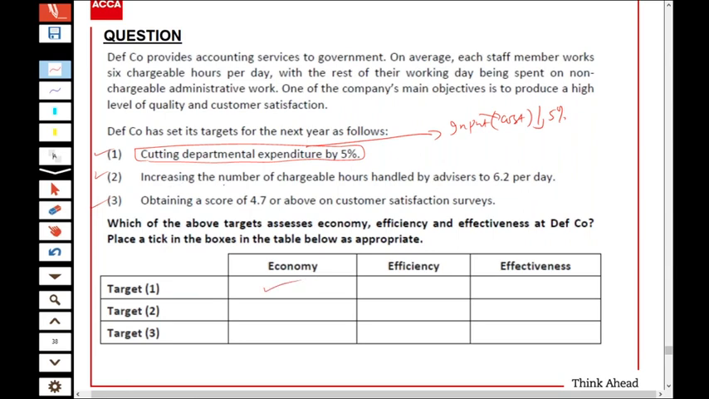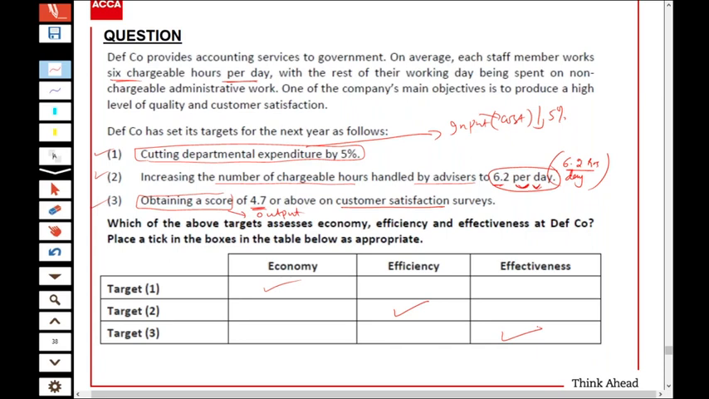Number two, increasing the number of chargeable hours handled by advisors to 6.2 per day. That is 6 hours per day, and this is 6.2 hours per day. When something is being measured per unit, this is the efficiency. And obtaining a score of 4.7 on customer satisfaction, this is the output and this is the effectiveness.